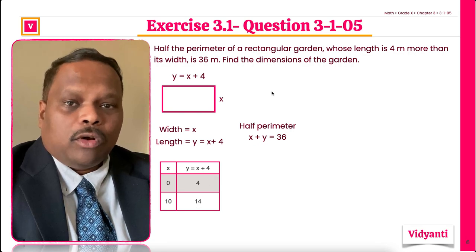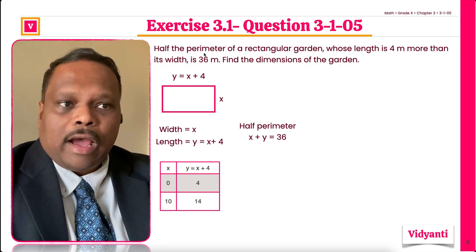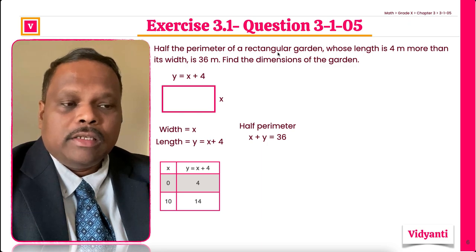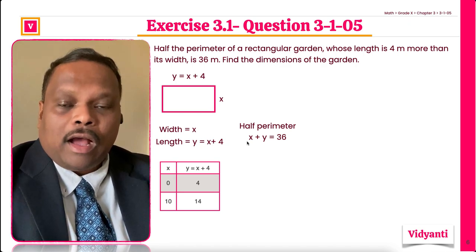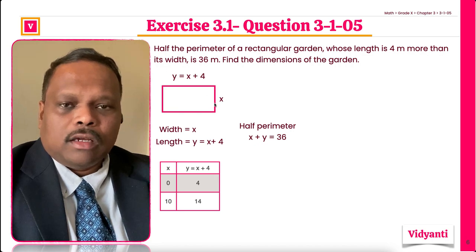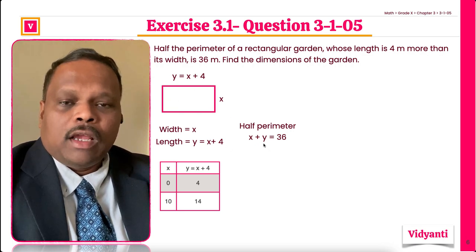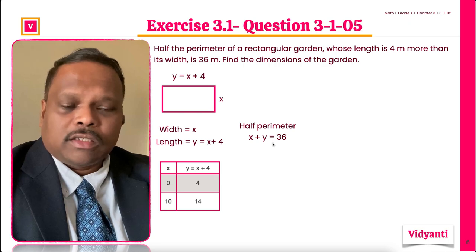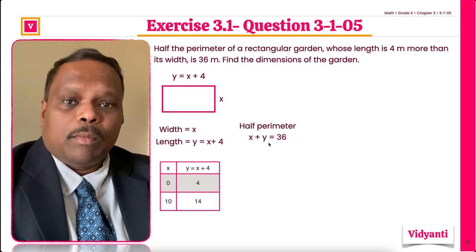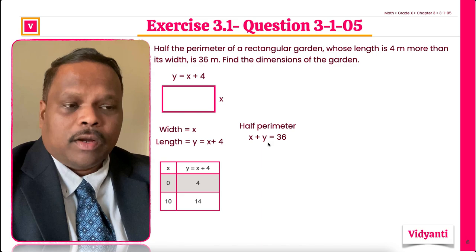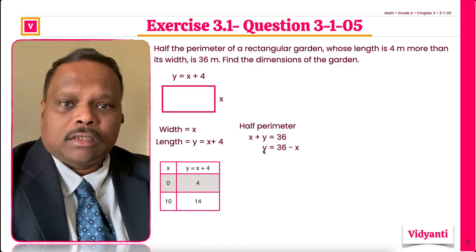We also need one more equation. Now there is one more equation given. Half the perimeter of that rectangle is 36. So if the width is x and length is y, half perimeter is just x plus y. Remember, full perimeter is twice x plus twice y. Half perimeter is just x plus y. That has been given as 36. So this again is a linear equation. We will plot that using graph paper, and we will express y as a function of x.